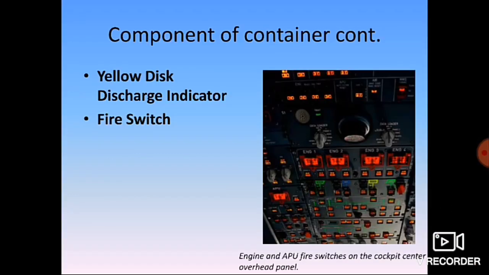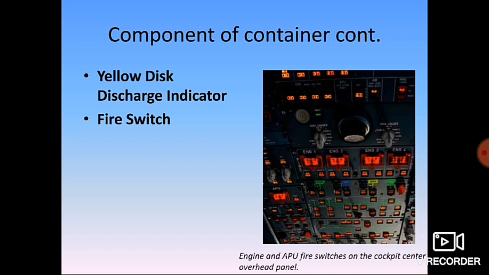Now the components of the container. First one is the yellow disc discharge indicator. This means if the flight crew activates the fire extinguisher system, a yellow disc is ejected from the skin of the aircraft fuselage. This is an indication for the maintenance crew that the fire extinguishing system was activated by the flight crew and the fire extinguishing container needs to be replaced before the next flight.